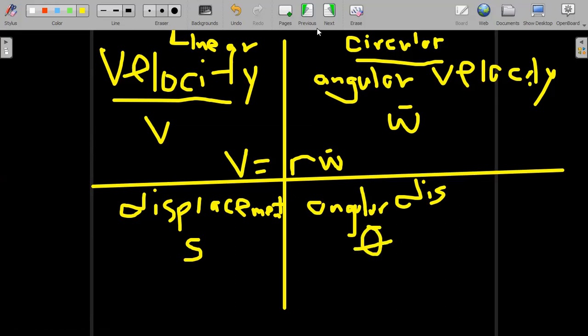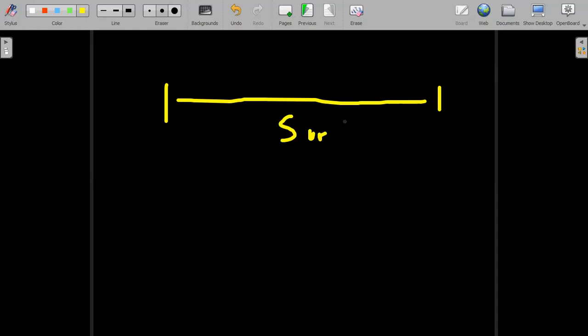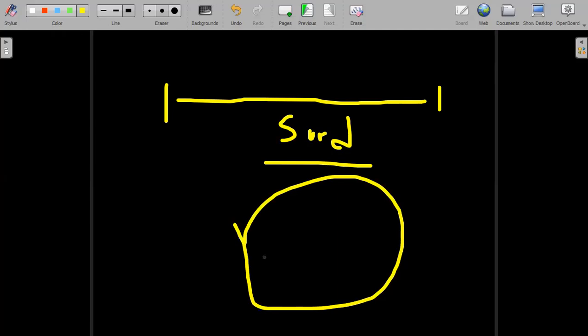What are we trying to say? We're trying to say when something is moving along, let me say a straight line, like that, this is going to be the S or the distance. That's what we have there for the linear motion. Now, if you're talking about something moving in a circular path, we're going to talk about it in terms of the angle that it has made.